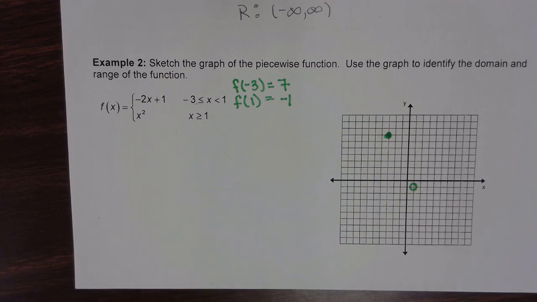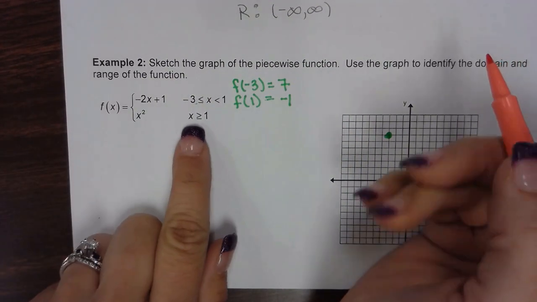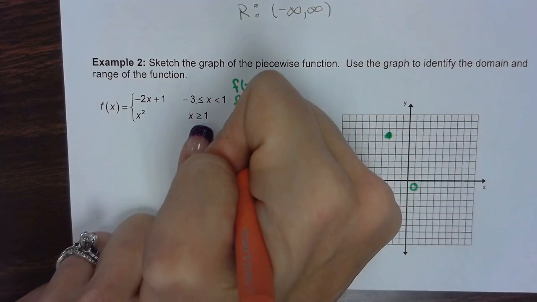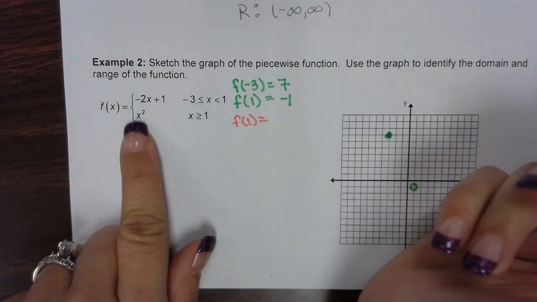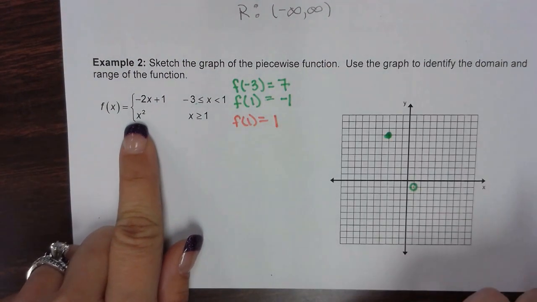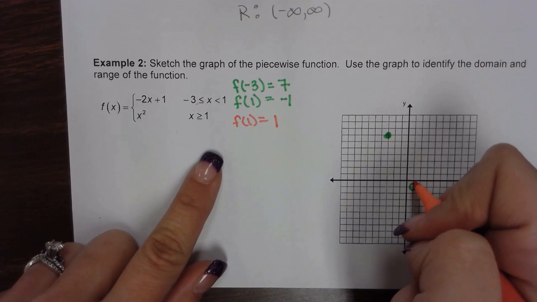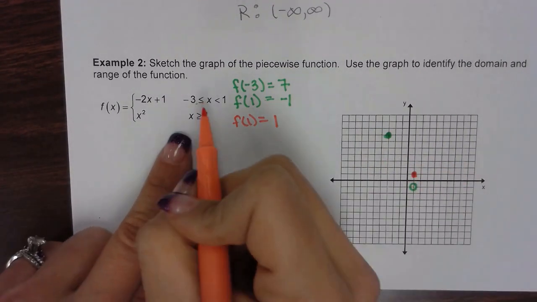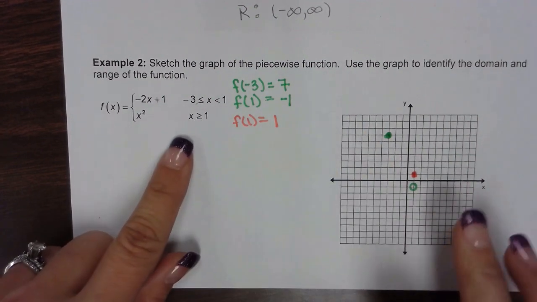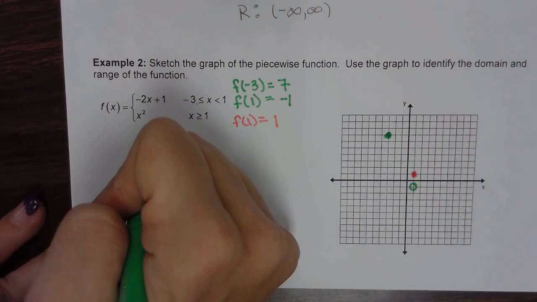Next, we're going to look at that endpoint there for x squared, and we're starting that at 1, so f of 1. When we plug in 1, 1 squared is 1. And that is filled in because it's equal to. So at 1, it's 1 filled in. And that graph is going to continue all the way to the right onto infinity. So let's fill out our table so we know where it goes.